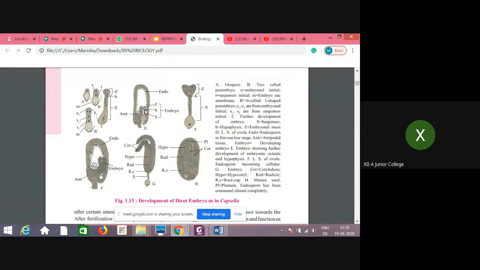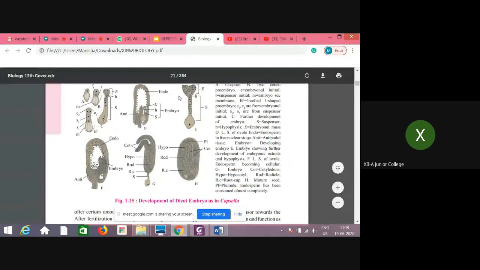Now, this octant stage in the further development gets converted into a globular structure, and then it gets converted into a heart-shaped structure. Now you can see this heart-shaped structure here, a single development of embryo is shown. That means this lower part is the suspensor and the upper part is the embryo. Okay, so the globular structure has now been converted into a heart-shaped structure.